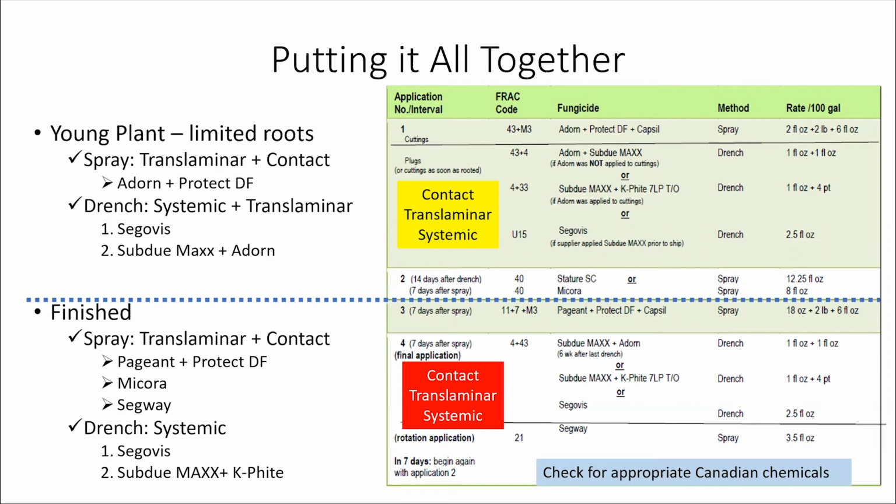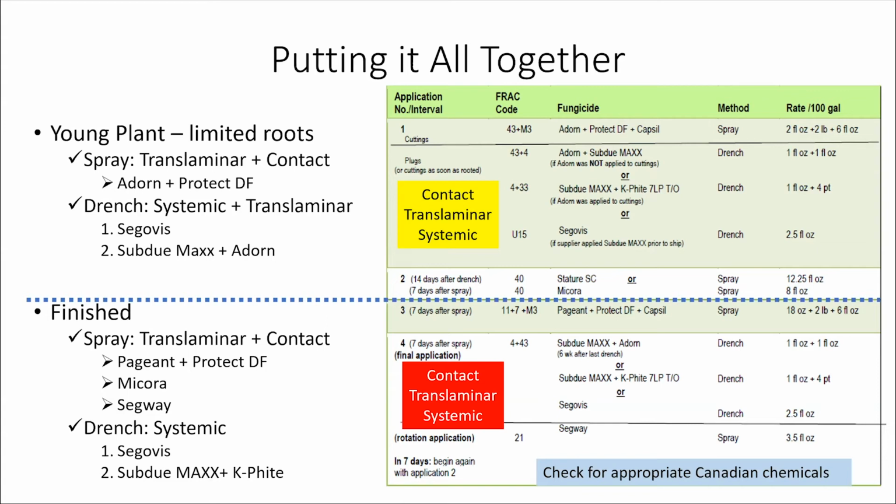As we move on to the finished plants, as soon as those plants are transplanted, again, you want to make sure that you get roots out there. So until you've got a good root system to take up a systemic, you want to make sure that you're putting on this translaminar plus contact. Pageant plus Protect DF is effective. Mycora by itself, Segway by itself.